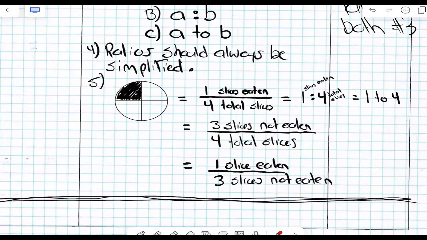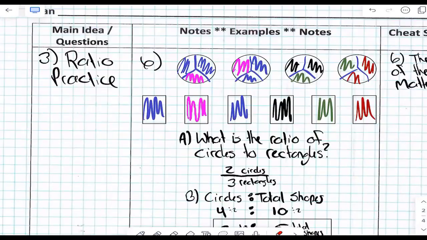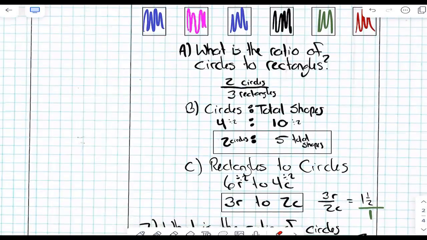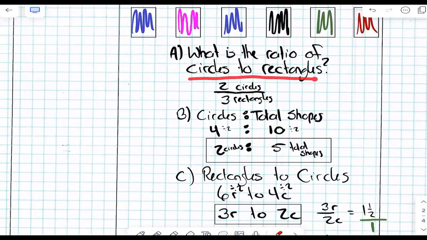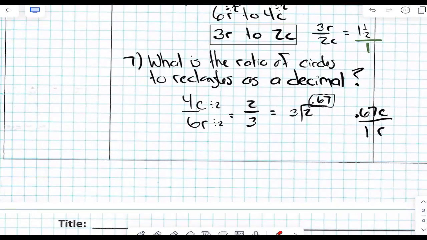Labels. Is it important that you have labels for ratios? Very important. Is it important that your ratio follows the order that is being asked? So for example, it says, what is the ratio of circles to rectangles? Should you write it as circles first and rectangles second?